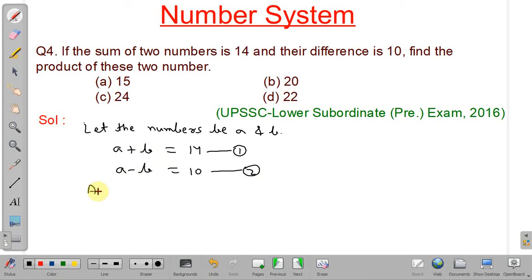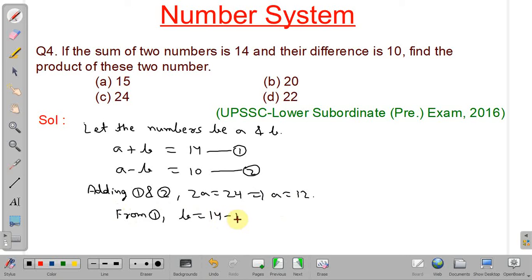So we have to eliminate B, then we should add 1 and 2. Adding 1 and 2, we will get twice of A equal to 24, and from this A equal to 12. Substituting A equal to 12 either in equation 1 or 2, we will get B. So from equation 1, B equal to 14 minus 12, equal to 2. Therefore, what is the product? Product equal to A into B, that is 12 into 2 equal to 24.